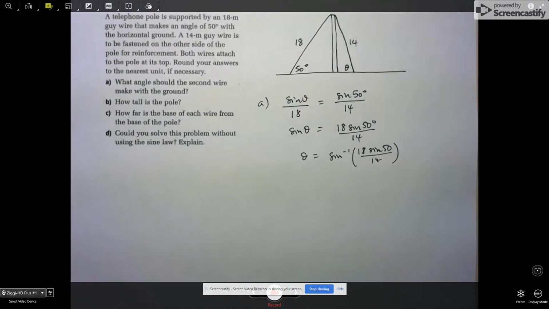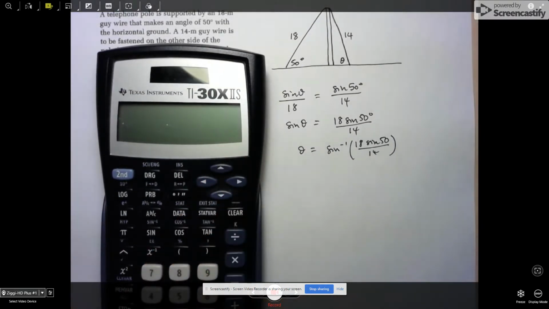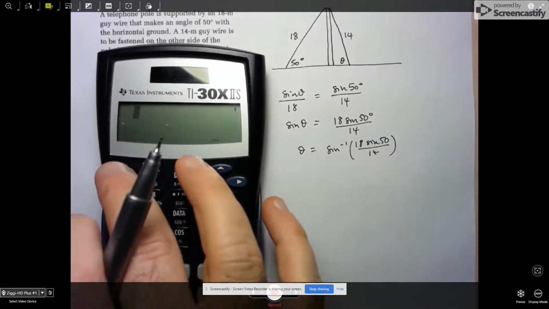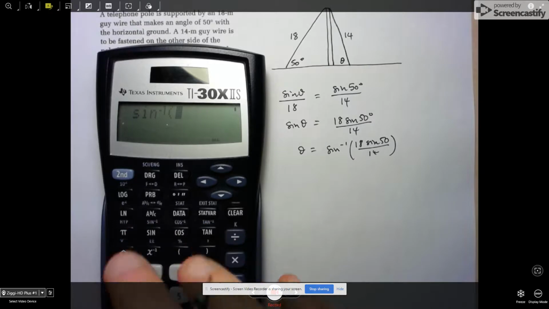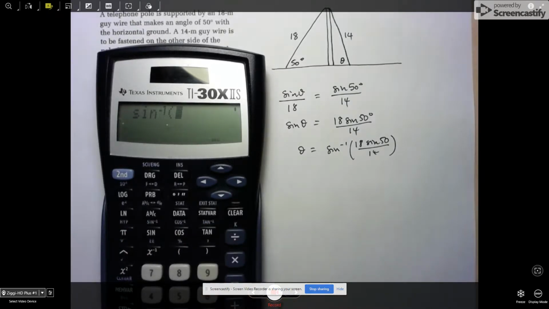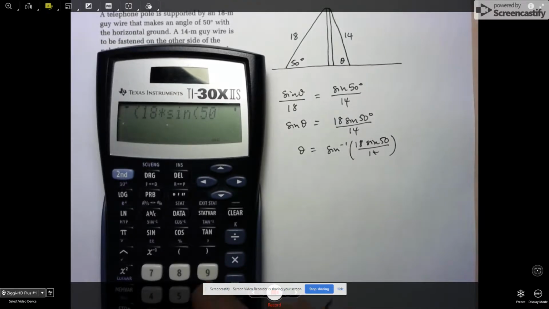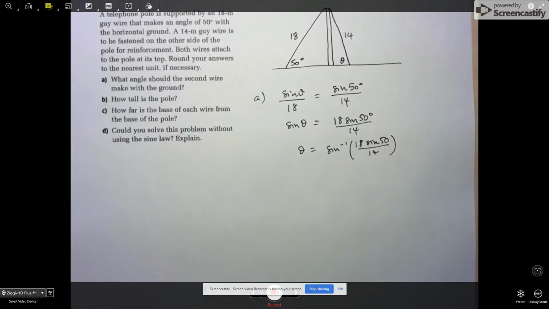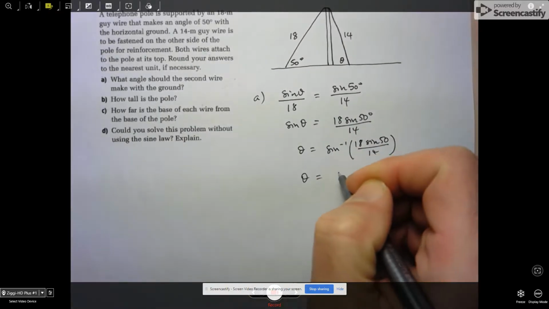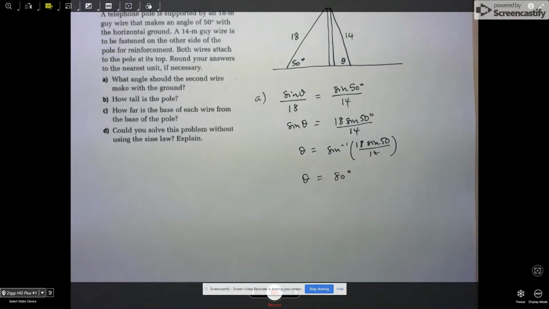Sorry about that. So let's calculate this here. Okay, so here we have sine inverse of, what do we have, 18 times sine 50, close the bracket, divided by 14, close that other bracket, and we've got, well, we'll just make it an even 80 degrees, okay? So theta is equal to 80 degrees. All right, so that's the first part of the problem.